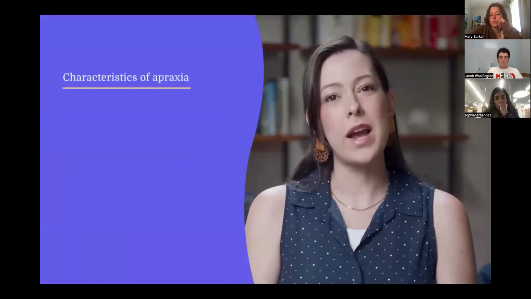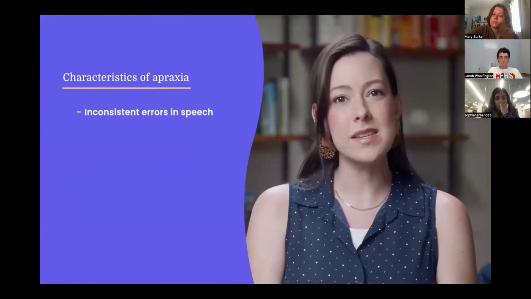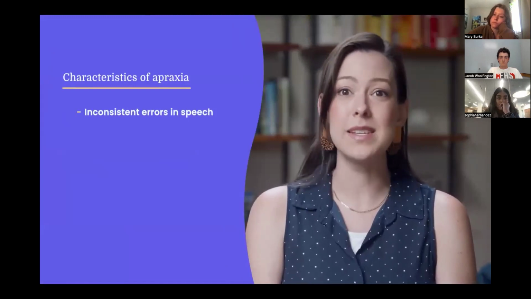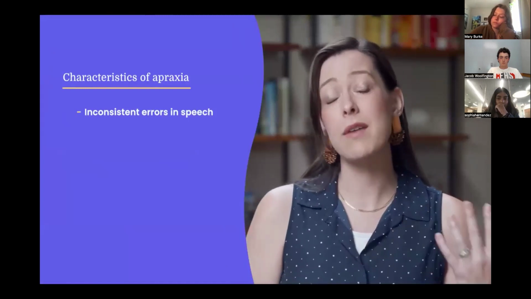To get a better understanding of apraxia, let's take a look at some of its main characteristics. One symptom is inconsistent errors in speech. A person with apraxia may pronounce the same word differently each time they say it. For example, one day they may say a difficult word correctly, but soon after they may have trouble repeating it.